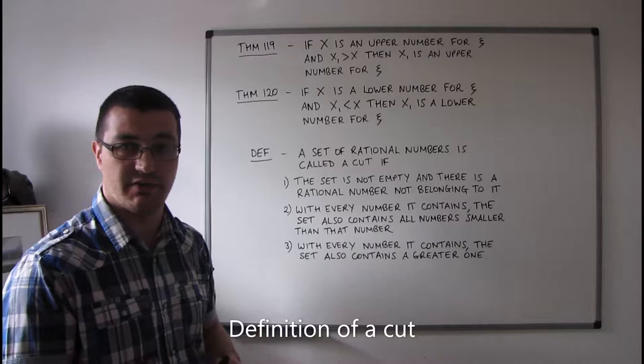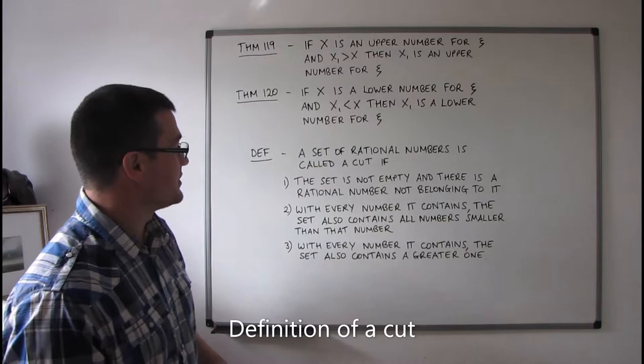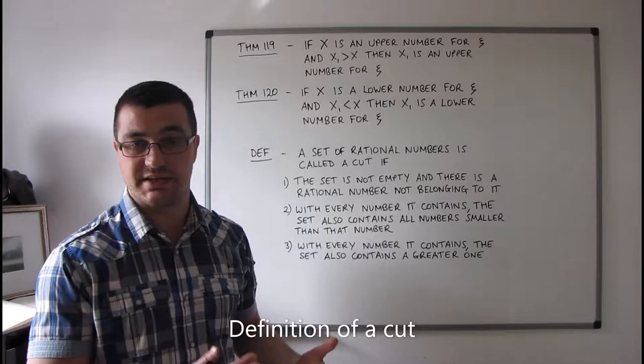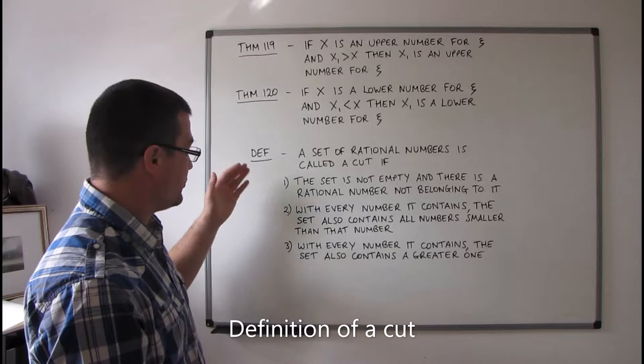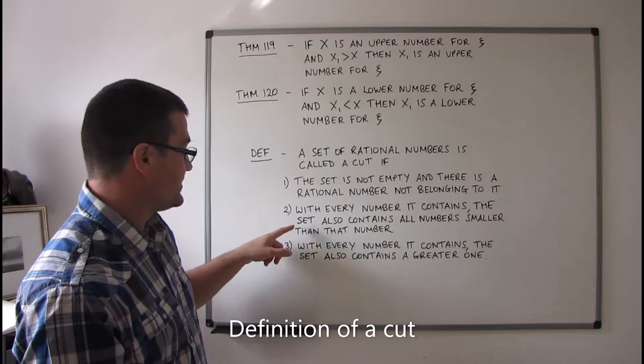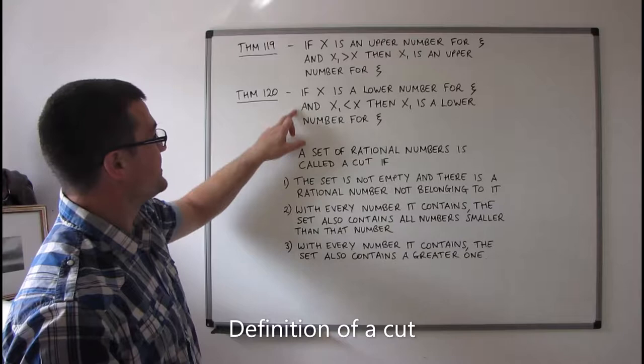So a set of rational numbers is called a cut if the set is not empty and there is a rational number not belonging to it. That's basically the same as the first part in the original definition. But what's changed is this one: with every number it contains, the set also contains all numbers smaller than that number. So that's really where this theorem 120 is coming in.